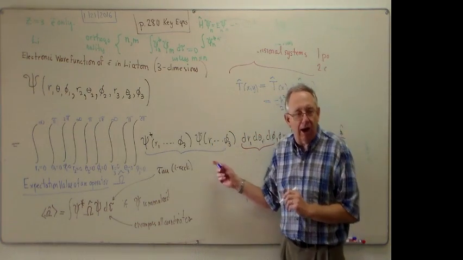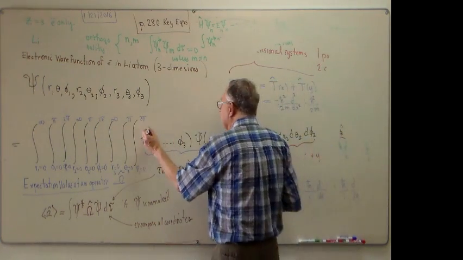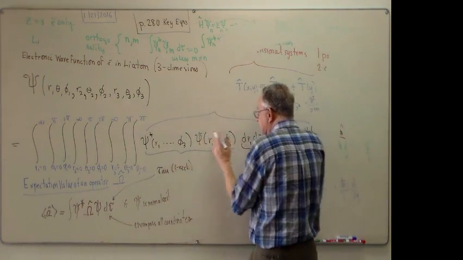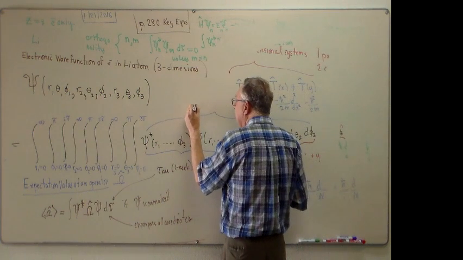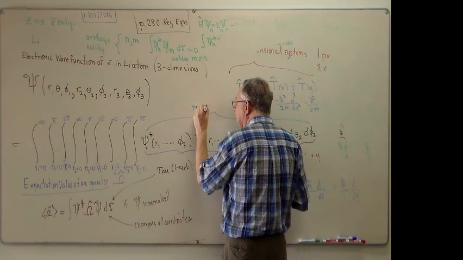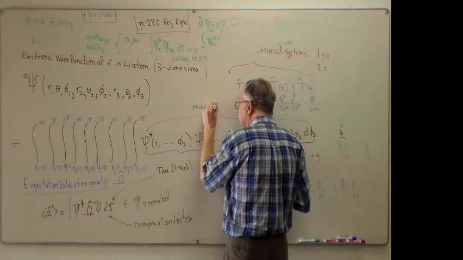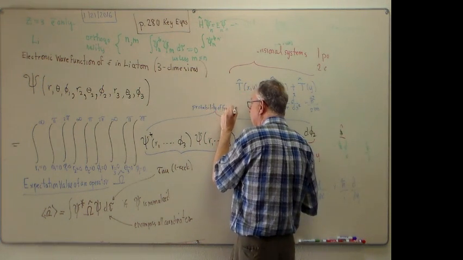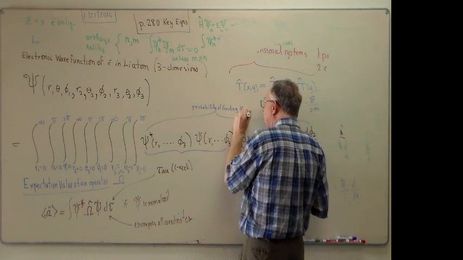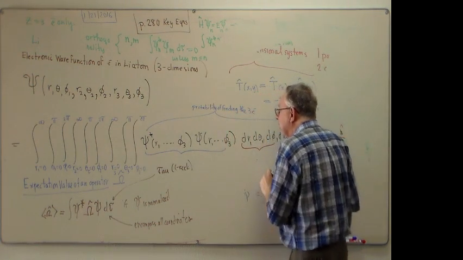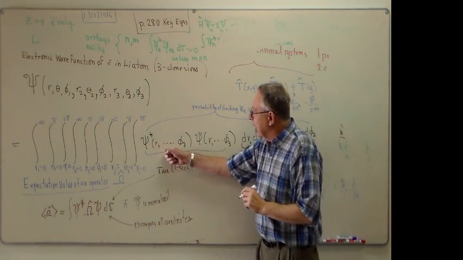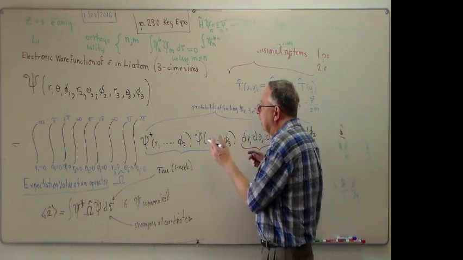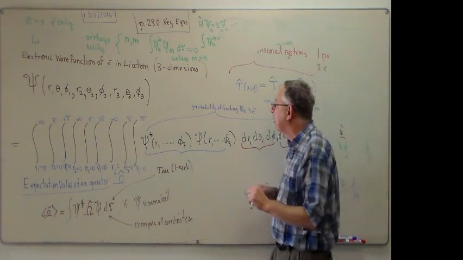Now, what is psi star psi itself? This whole thing, from this to the other, is the probability of finding the 3 electrons between all these r's and all these thetas and all these phi's, plus little increments.